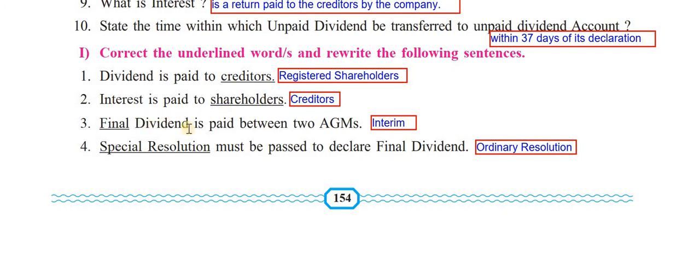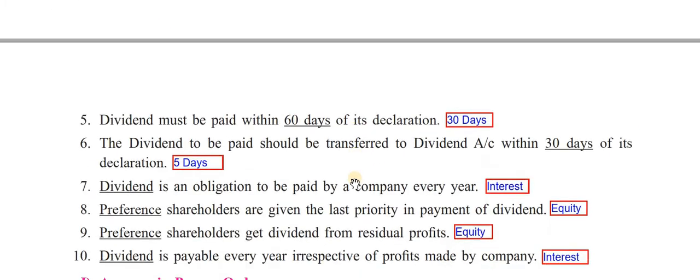Third, final dividend is paid between two AGMs, which is very, very wrong, children. Final dividend are not paid within two AGMs. It is the interim dividend which is paid between the two AGMs. So यहाँ पे the right answer is interim. Fourth, special resolution must be passed to declare final dividend. बिल्कुल नहीं, it's wrong. Ordinary resolution must be passed to declare the final dividend. So the right answer here is ordinary resolution.